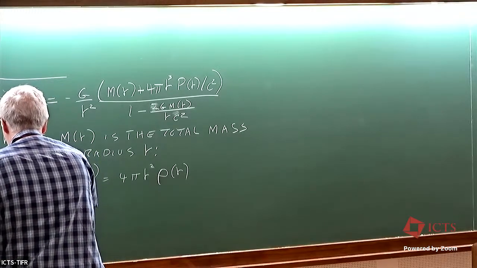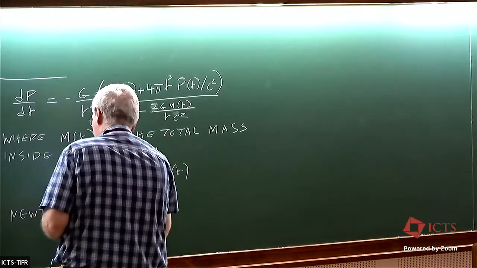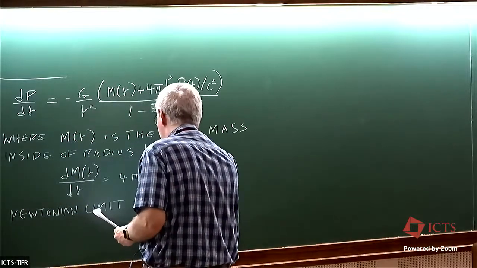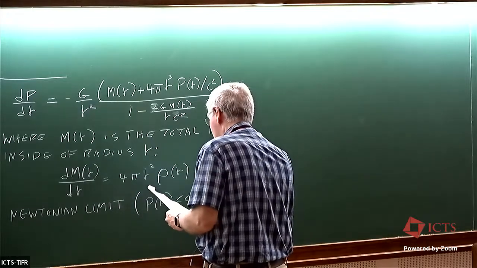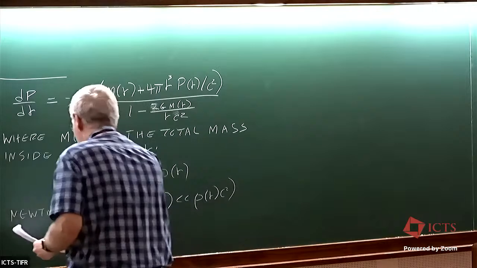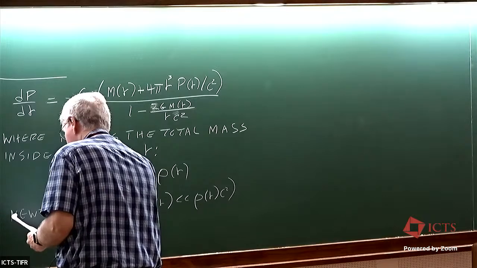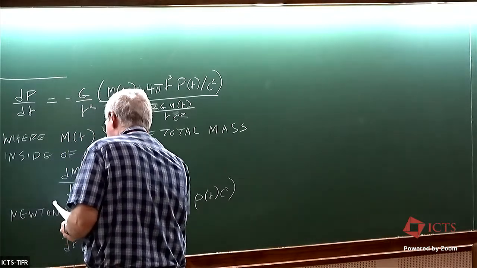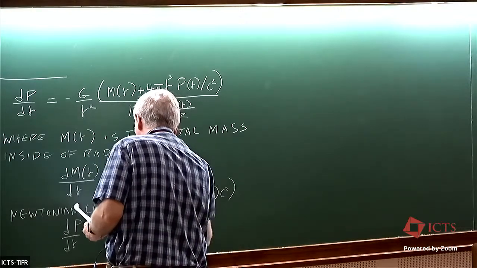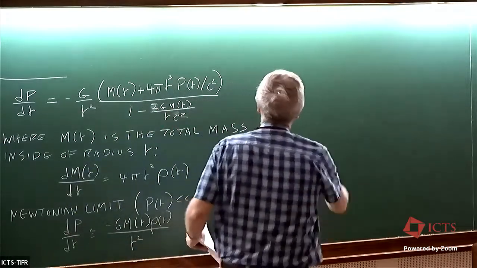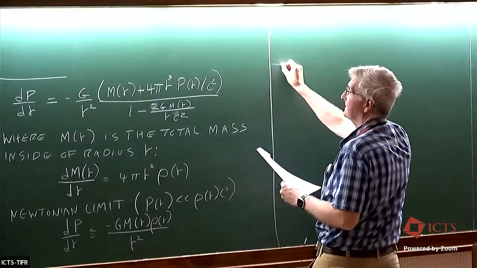Now, in the Newtonian limit, one can neglect the pressure, say that P of r is much less than rho of r times c squared. And in that limit, one gets a relation, the TOV equation, dP/dr is approximately minus G M of r rho of r over r squared.